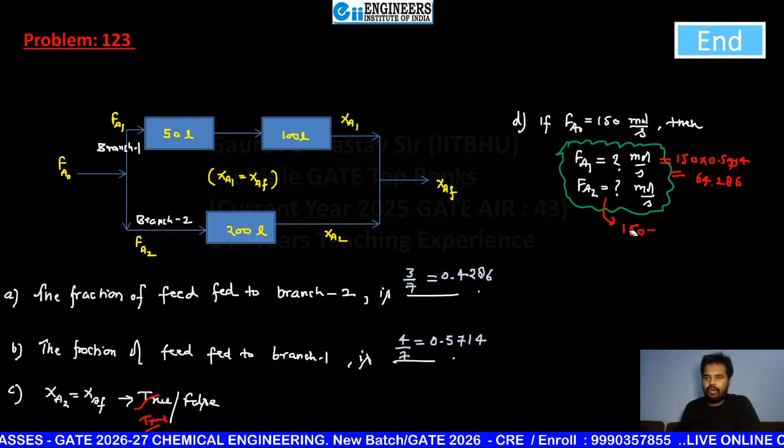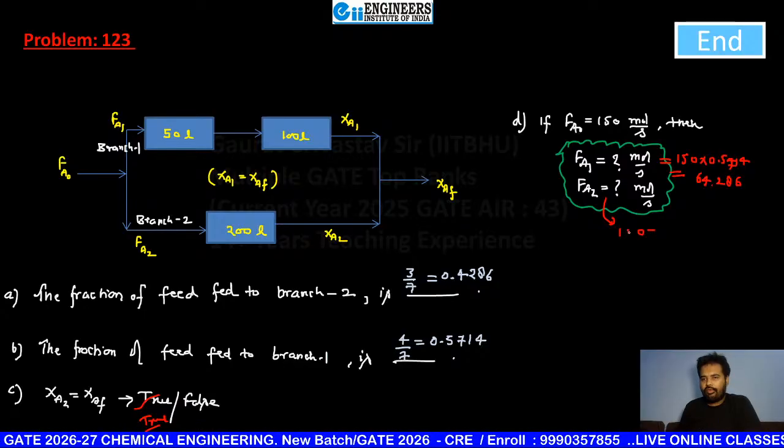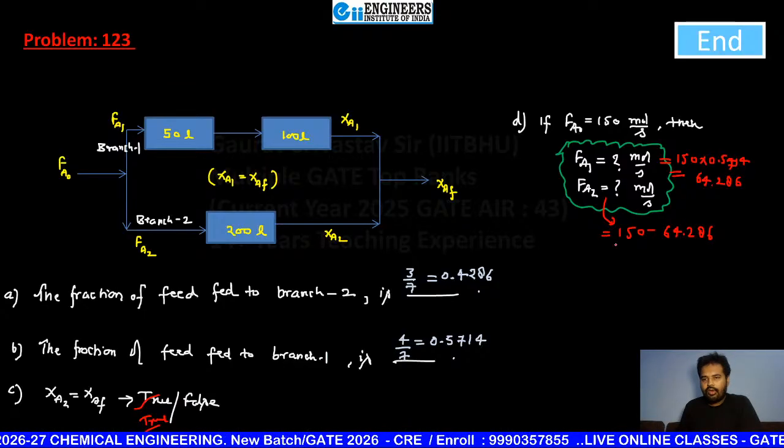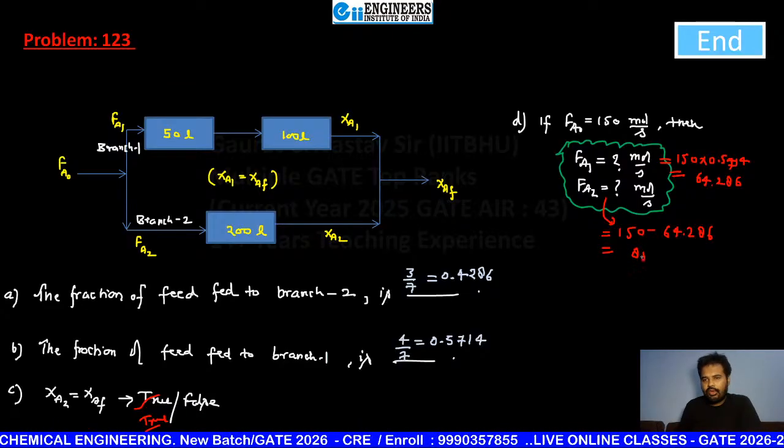Now the second one, if you want to calculate, you can subtract from the total, 150 minus 64.286. After solving you will get 85.714. 85.714. बोलो बेटा, सभी को ये क्लियर है?